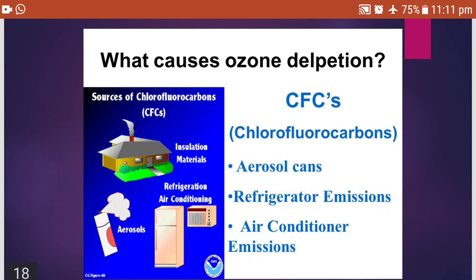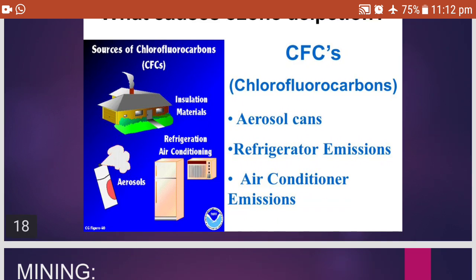Another important aspect that we should consider here is what causes the ozone depletion. Ozone depletion is also one of the causes of air pollution. Here, chlorofluorocarbons, which are released from refrigerator emissions, air conditioner emissions and aerosol cans, are causing holes in the ozone layer. Thereby, the ultraviolet rays are reaching the earth and causing pollution.